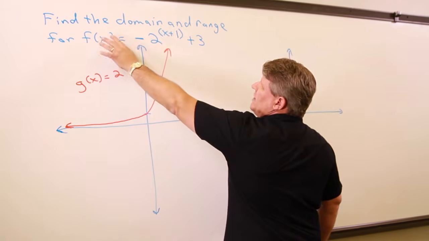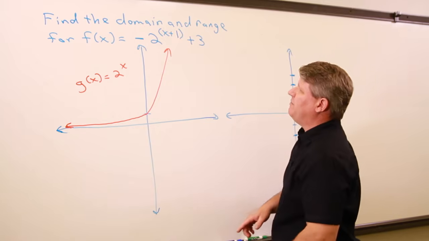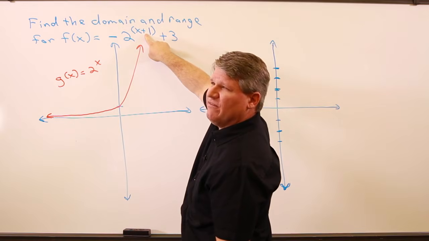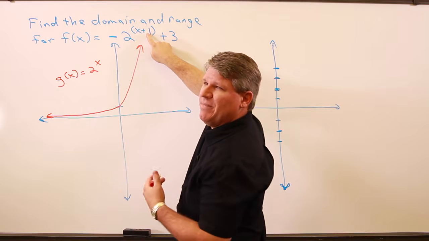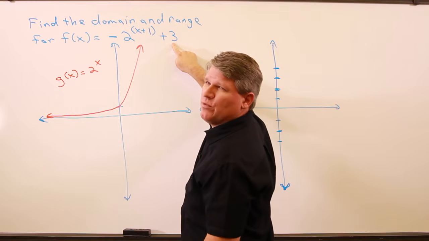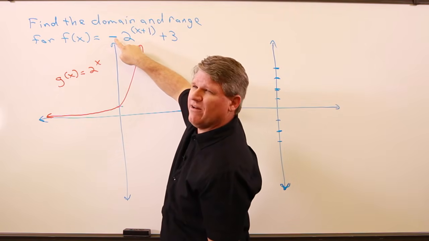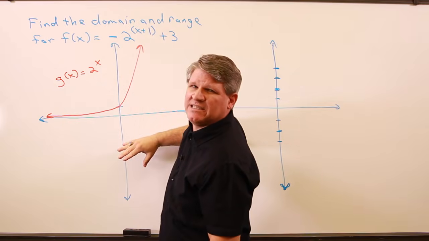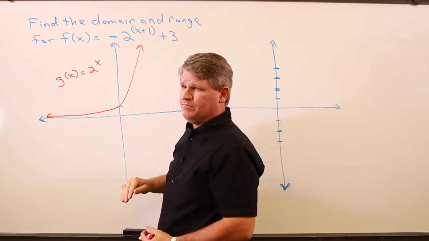In order to find the domain and range of our function, we're going to have to translate this basic function by shifting it left 1, because remember, inside the exponent is always a backwards shift. We're going to translate the graph up 3 units, and we also have to reflect the graph about the x-axis, which is a fancy way of saying we're going to flip it upside down.